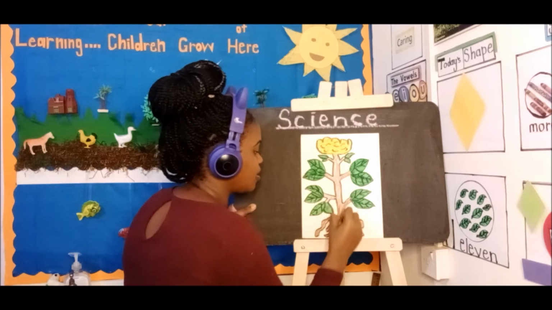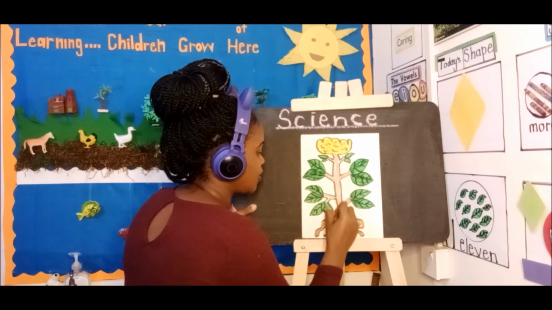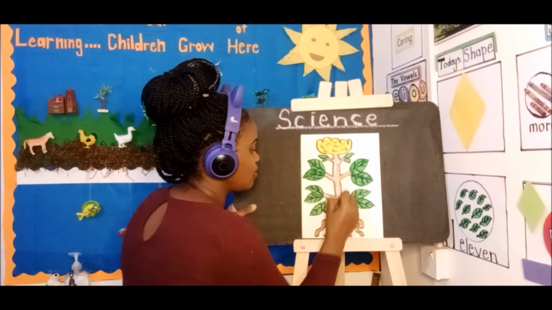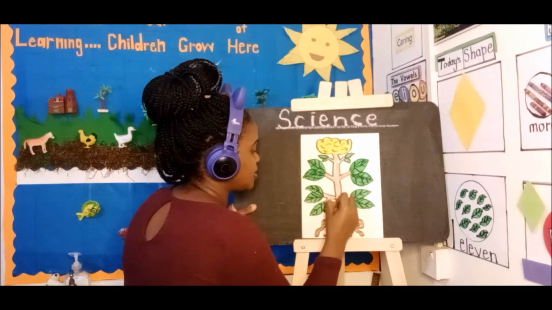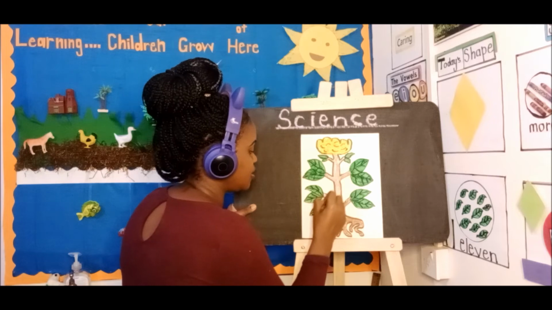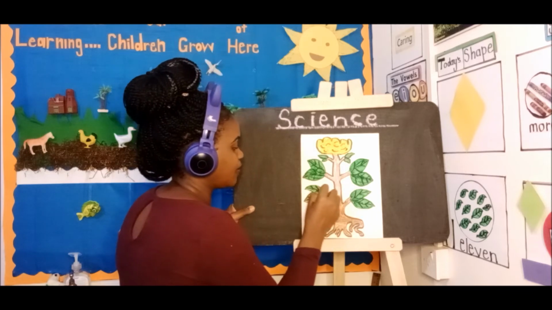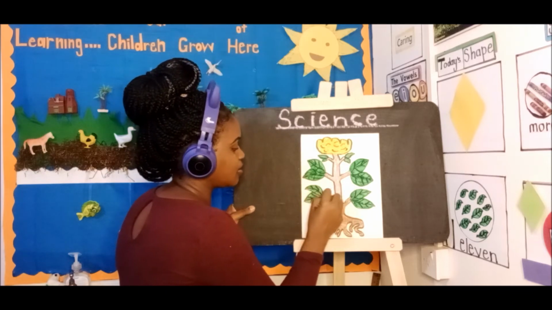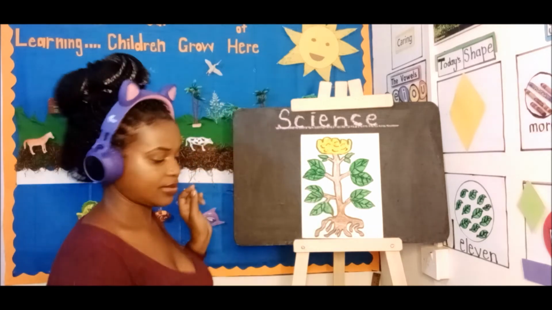Coloring the stem in brown. And the stem, what does the stem do? What does the stem do? Yes, it also helps to support the leaves. Okay? And it also takes nutrients to other parts of the plant.